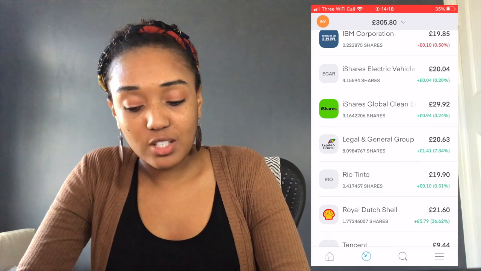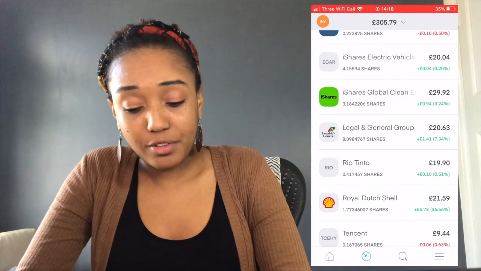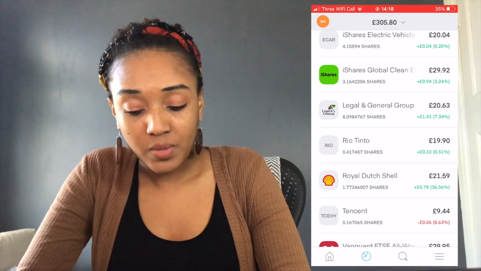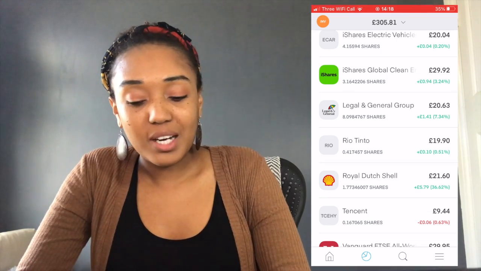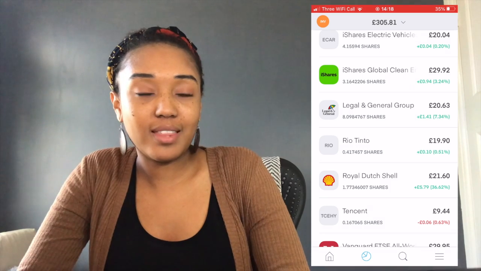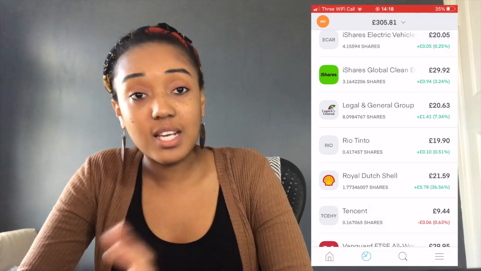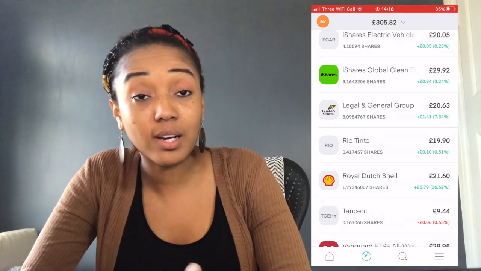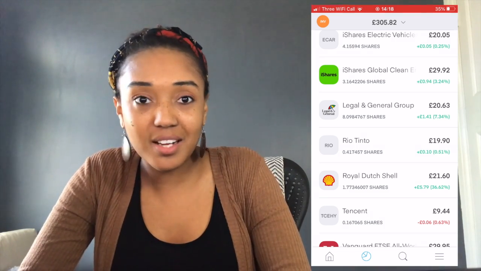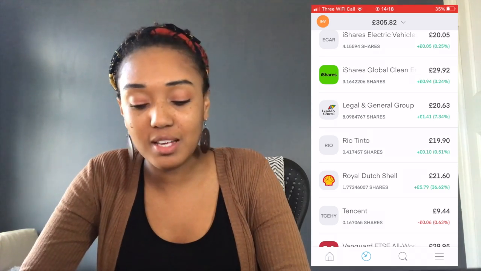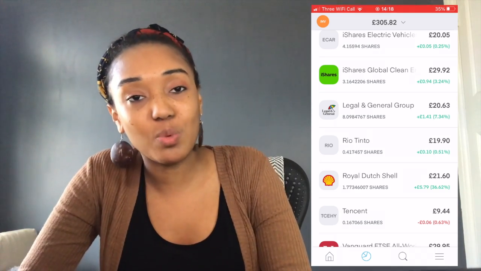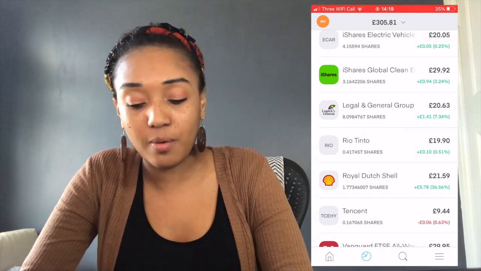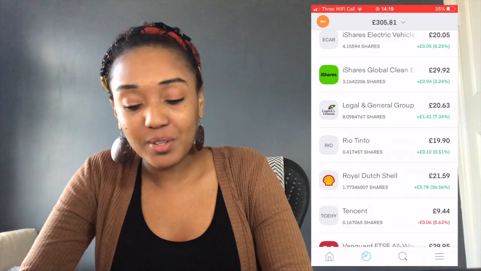Next I have the iShares Global Clean Energy. I have 3 shares of that currently, and I'm up 94p. iShares Global Clean Energy again is something that I think is the future. This is an ETF, so this is invested in multiple companies that focus on clean energy. Ethically, I think it's a good thing to invest in, and I also think financially it makes sense because we are switching over to cleaner energy sources. So I'm in this one for the long haul.